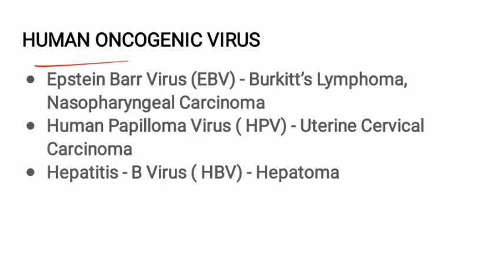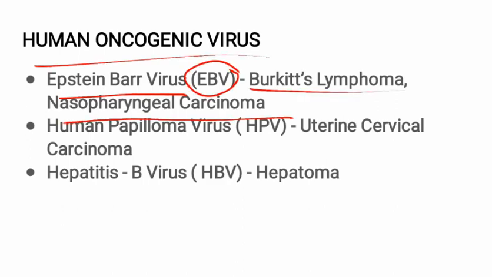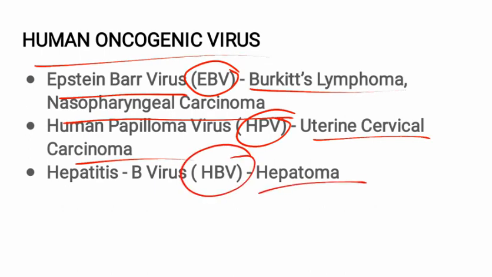Next, we will see about human oncogenic viruses. These are the viruses which are capable of causing cancer in humans. Some human oncogenic viruses are Epstein-Barr virus, abbreviated as EBV. It causes Burkitt's lymphoma and nasopharyngeal carcinoma. Human papilloma virus, abbreviated as HPV, causes uterine cervical carcinoma. Hepatitis B virus, abbreviated as HBV, causes hepatoma.